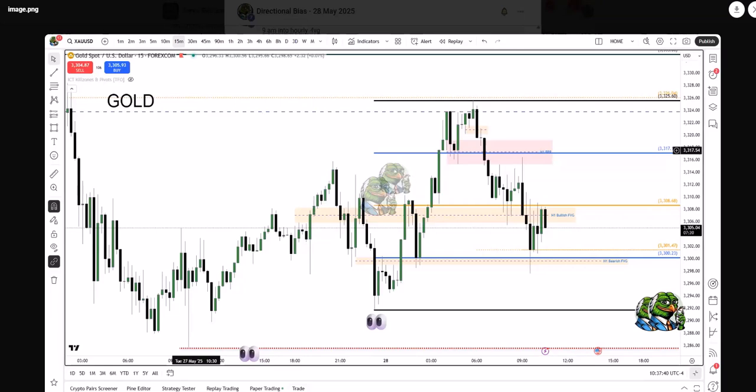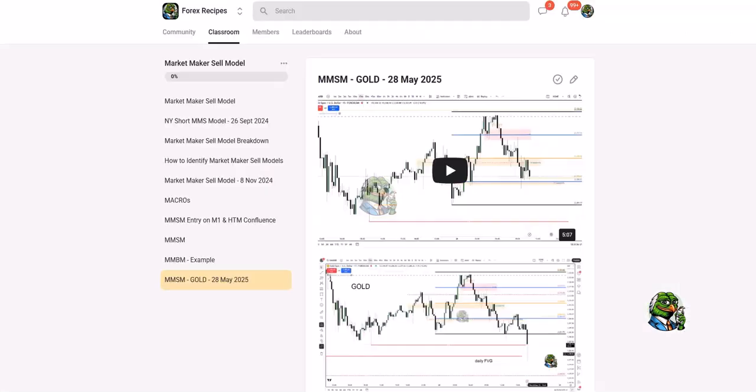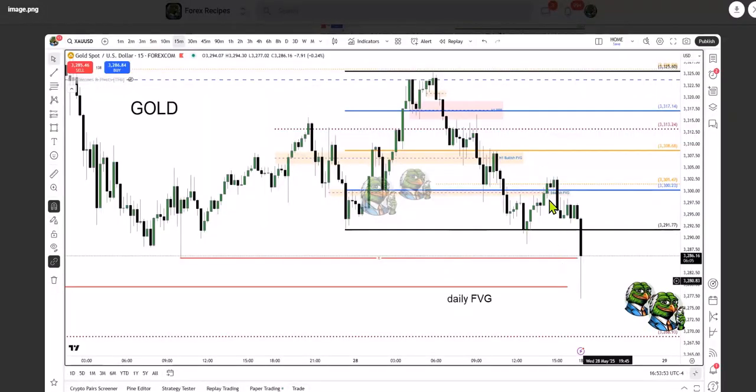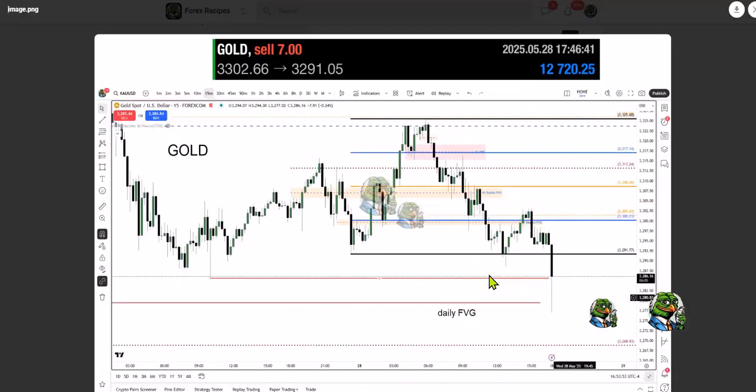When I provide those sorts of details for my students to engage with price, most of the time I also provide a lesson. So here's a lesson on that, and here's the output of that. You can see we've got to the targets. From up here all the way down to the immediate liquidity pool on the day, the immediate consolidation from where the market maker sell model started, the previous daily low, and obviously 3285, which is where that daily fair value gap is. And this is how I traded that, this is my trade on that as well.